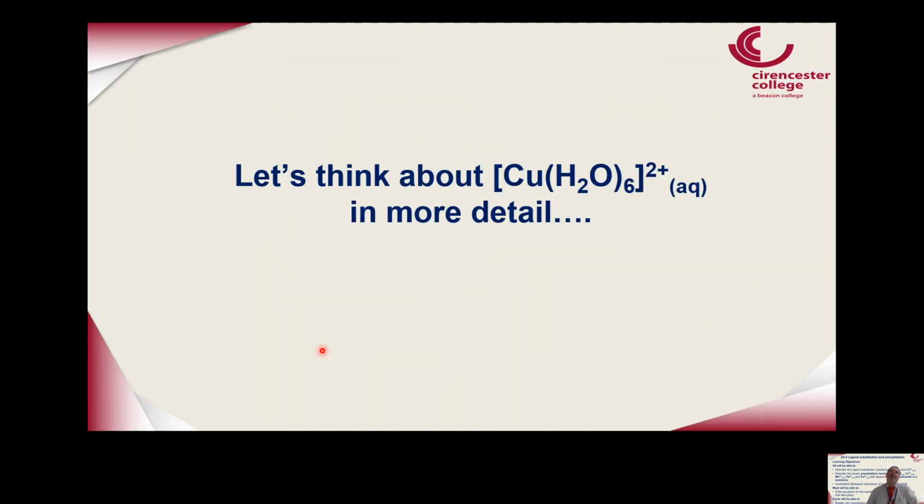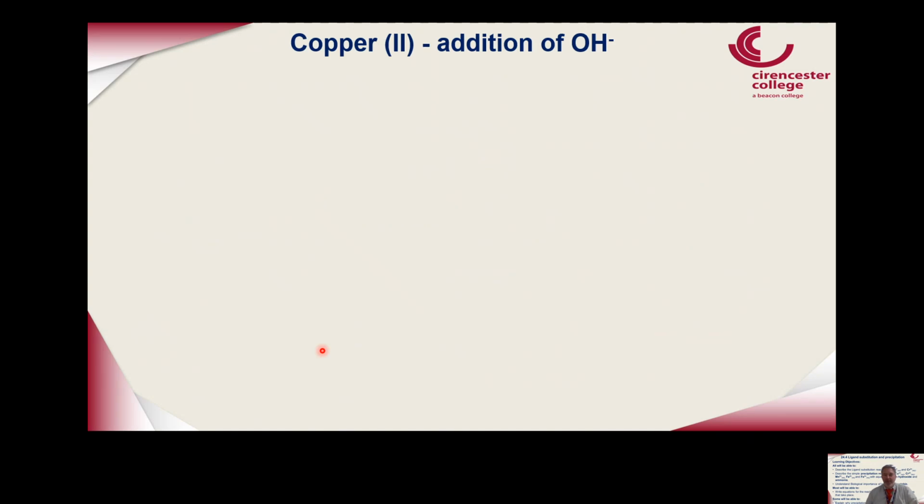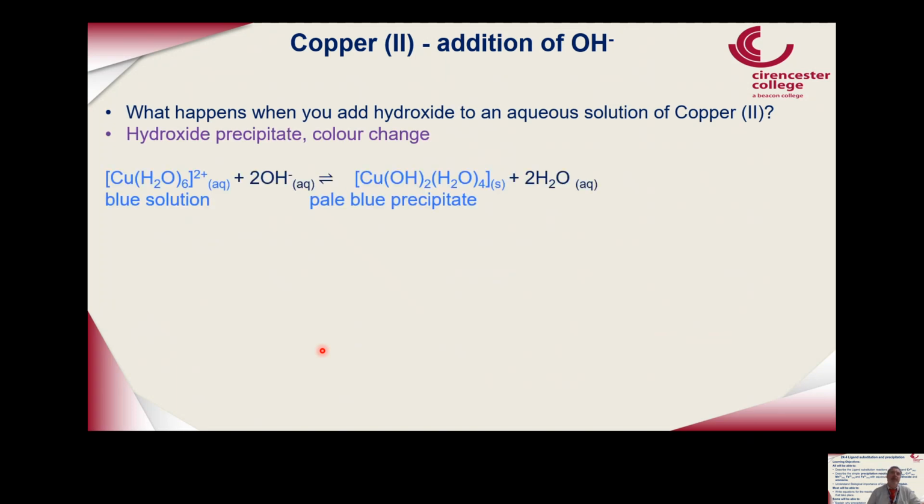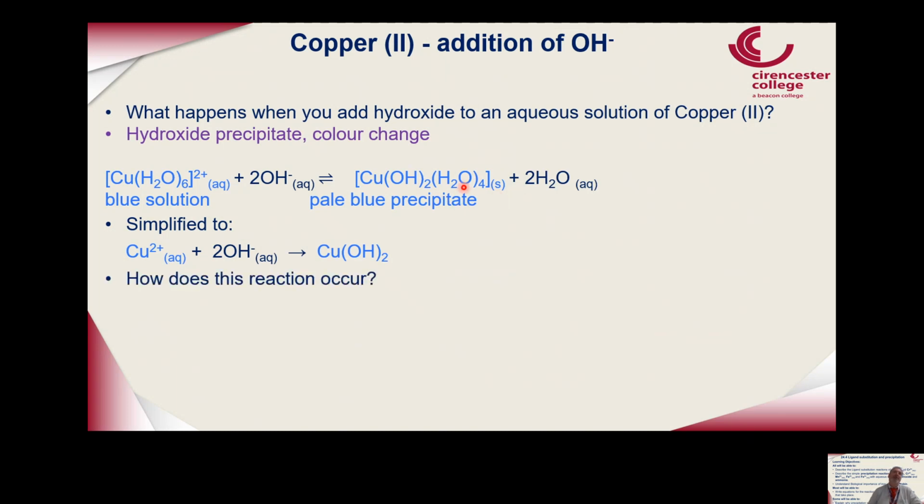Okay, so let's think about copper, hexa-aqua copper in more detail. Okay, what happens when you add hydroxide to it? Okay, you get a precipitate and a color change. Okay, so it's a blue solution and you get a pale blue precipitate. Notice that this complex is a solid. Okay, that's what's actually happened. And we simplify that to the fact that it just becomes copper hydroxide. Okay, so that's actually what's happening inside the complex.